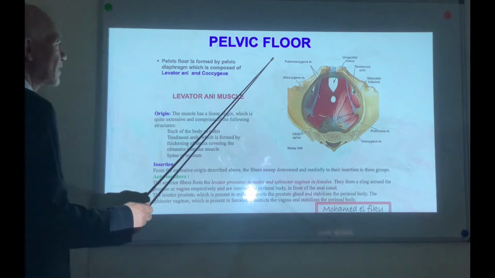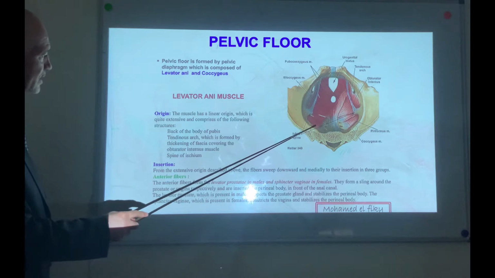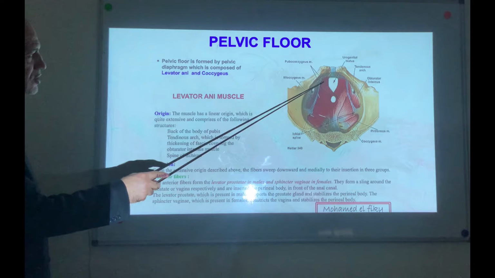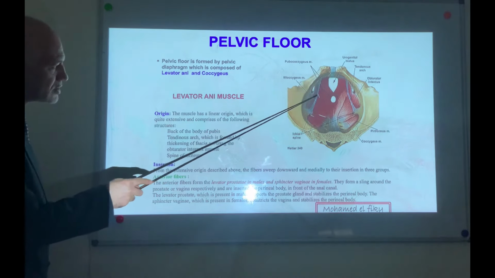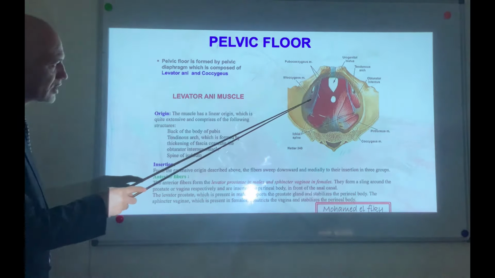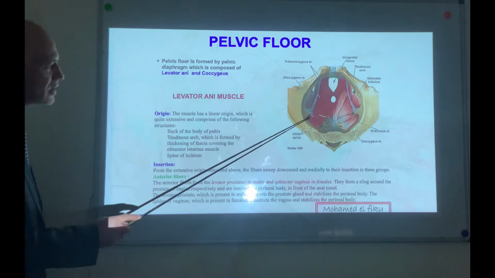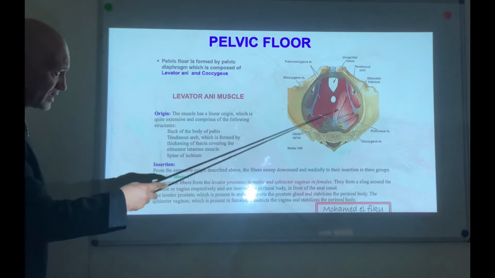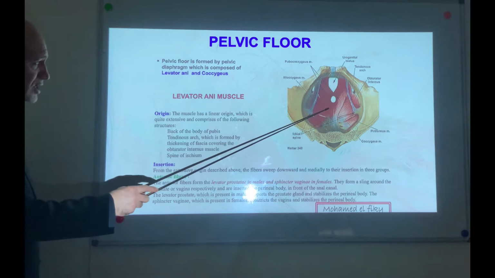Pelvic floor. The pelvic floor is formed of two muscles, the levator ani muscle and the coccygeus muscle. The levator ani muscle originates from the body of the pubic bone, and from this white line on the obturator fascia lining the obturator internus muscle, the tendinous arch, which is formed by thickening of the fascia covering the obturator internus muscle, and from the ischial spine. The muscle is inserted in the middle, divided into anterior fibers, intermediate fibers, and posterior fibers.